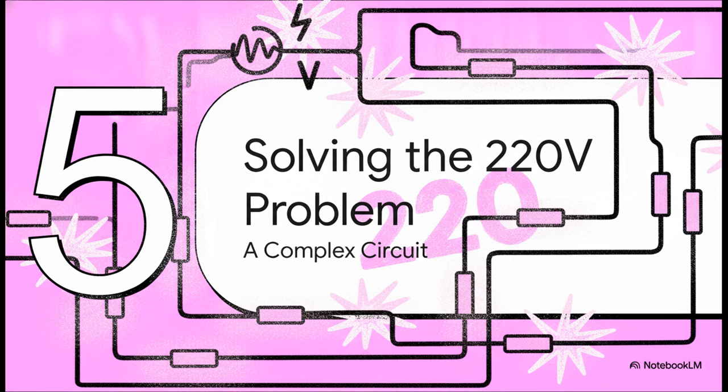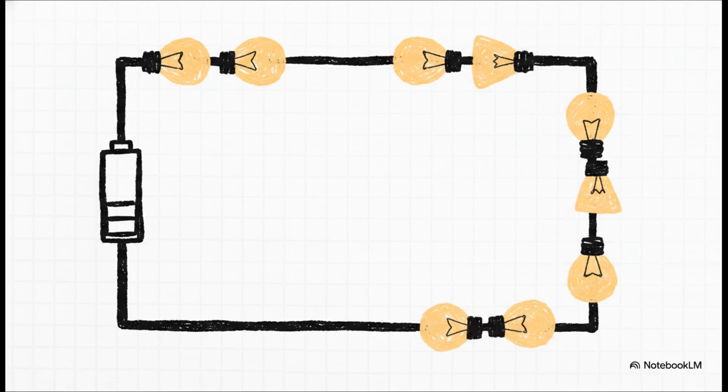Let's turn things up a notch. Section 5, solving the 220-volt problem. This time, we're dealing with 8 bulbs in total along a single wire. Now, unlike a parallel circuit where the load would be branching out, these are all stuck on one continuous path. 4 of these bulbs have 80 ohms of resistance, and the other 4 have 100 ohms of resistance. All 8 are sharing a much larger 220-volt source.